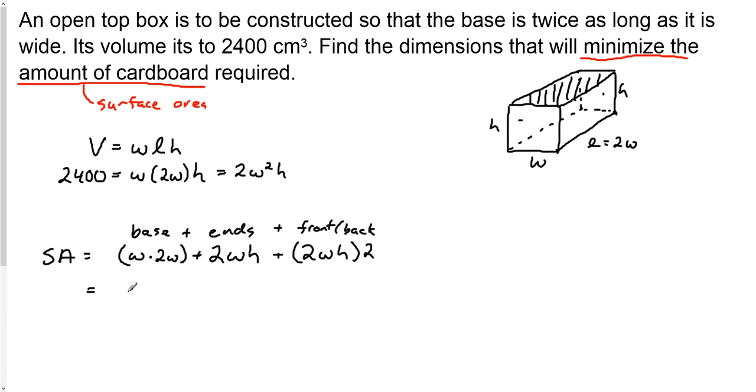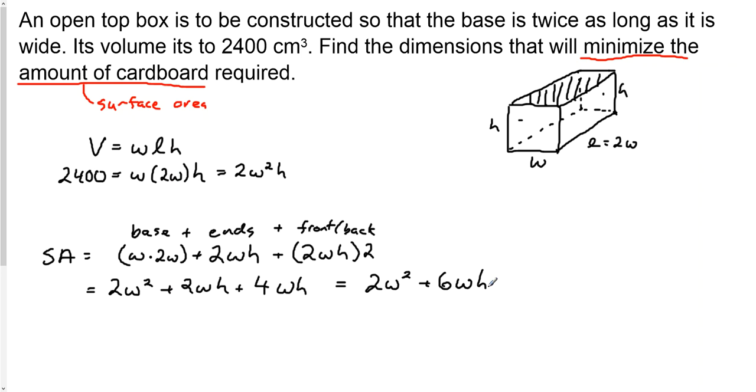Just simplifying this a little bit, we have 2w squared plus 2wh plus 4wh, and we can combine those like terms: 2w squared plus 6wh, which is a good expression for the surface area of our box. Now, this is in terms of 2 variables. We've got a w there and we've got an h in there. Going forward, we know we want to take the derivative, set it equal to 0, and solve for where that minimum occurs.